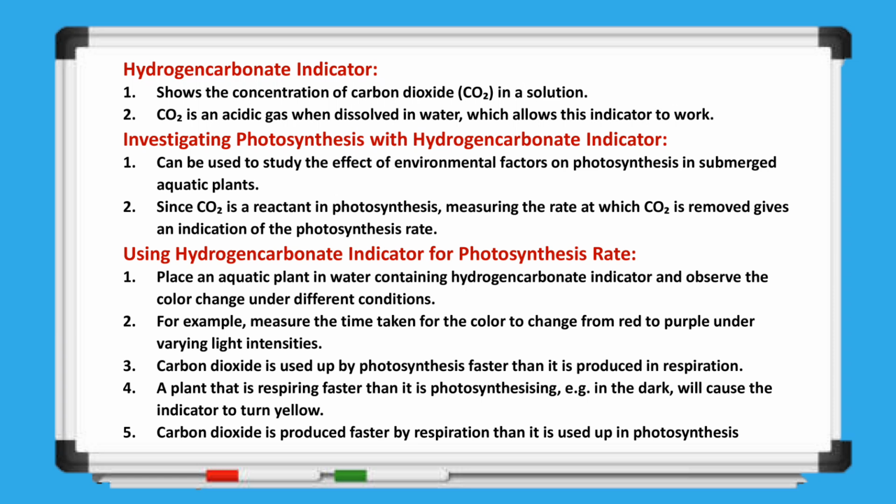So how does it work in practice? We place an aquatic plant in water that contains the hydrogen carbonate indicator, and then we watch for any color changes under different conditions. For example, under bright light, photosynthesis happens faster, using up more carbon dioxide. As a result, the indicator changes from red to purple. But if the plant is in the dark, it can't photosynthesize, though it still respires. Respiration produces carbon dioxide, so in this case, carbon dioxide levels rise, and the indicator turns yellow. In short, by observing how the color changes, we can understand how different factors like light, temperature, or carbon dioxide levels affect the rate of photosynthesis.